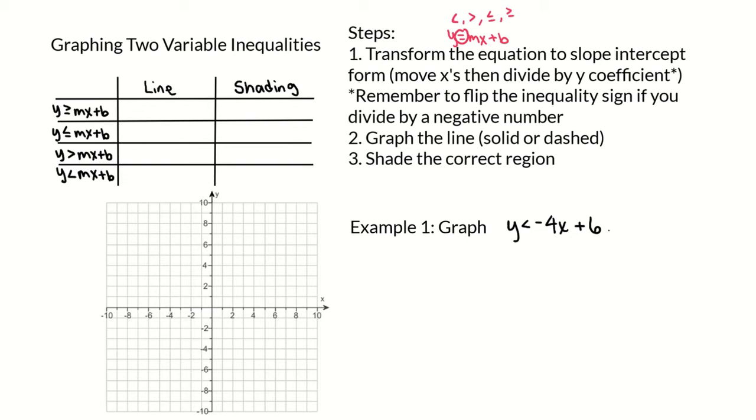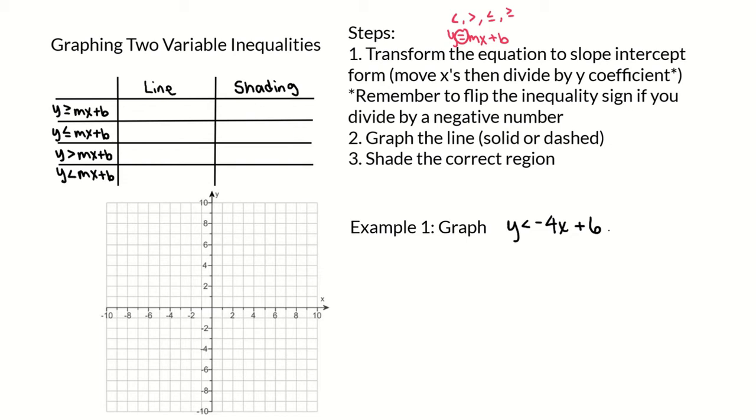And when we're solving inequalities, it's important to remember to flip the inequality sign whenever we divide by a negative number, or if we were to multiply by a negative number. Then we're going to graph the line. We'll either get a solid or dashed line, and that depends on the type of inequality symbol.